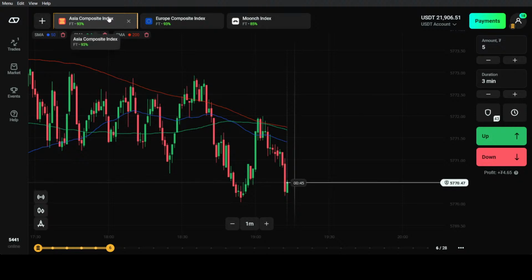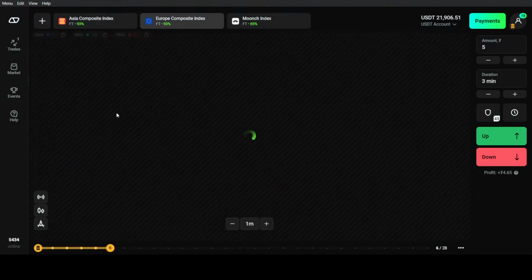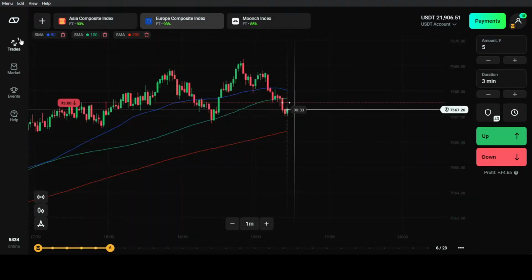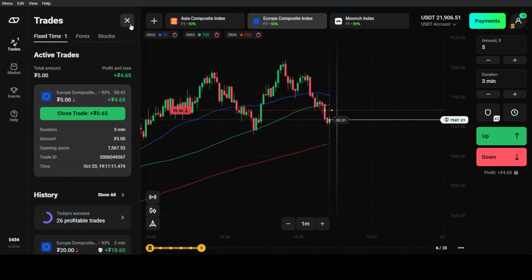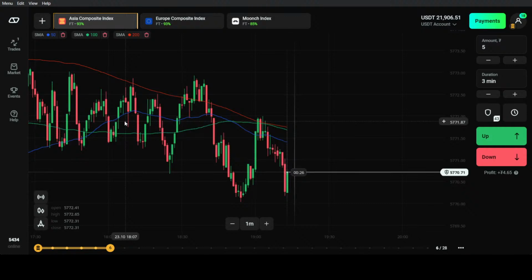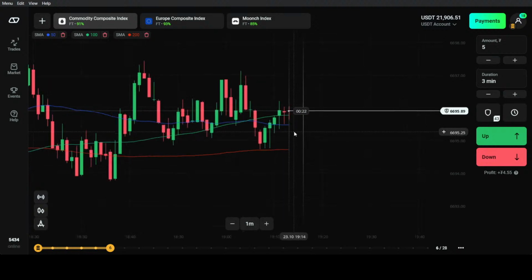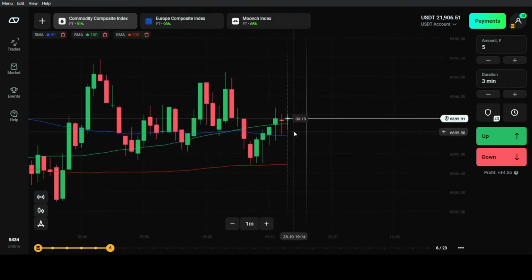Remember one thing: if your back to back 2 to 3 trades go negative in one same asset, that is the time you are going to stop trading in that asset for some time. You will either change your asset or stop your trading. You will not stick to that particular asset because that asset is telling you, dude, I'm not going to go positive now, don't trade in me. But we want the same asset to give us a positive result.